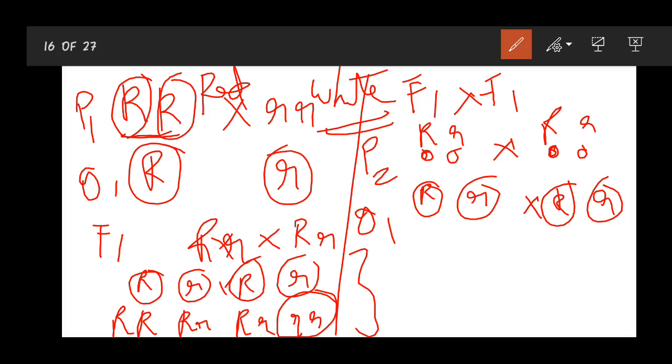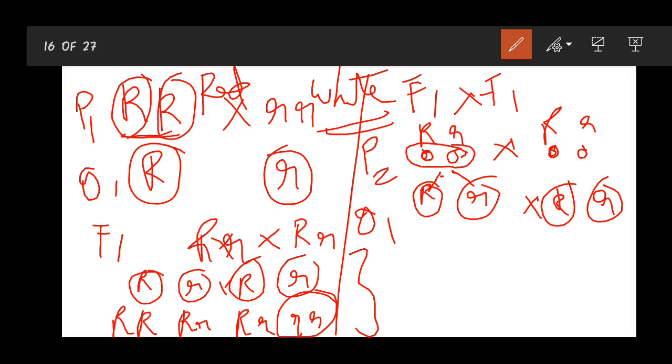That is what is called the law of segregation. That is this particular event. Because these are separate entities, they segregate into two different gametes during gamete formation. And this is what is called the law of segregation.